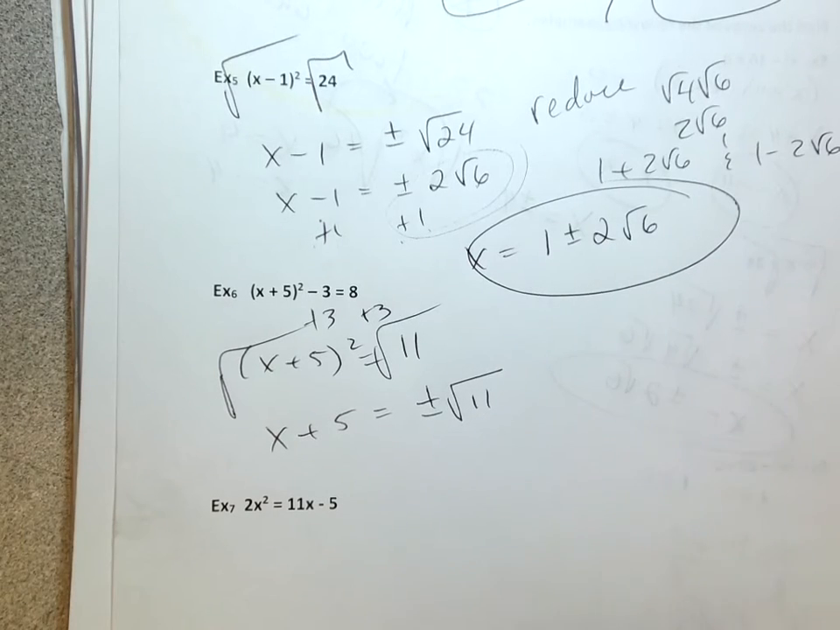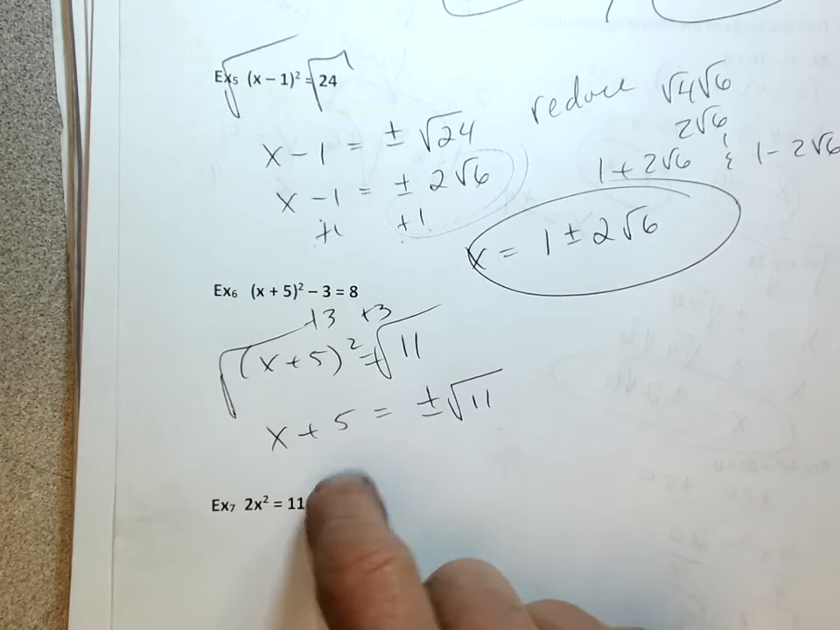Now 11's another one of those weird numbers. It doesn't have any good multiples, right? The multiples of 11 are never going to have any of these, right? So square root of 11 is just square root of 11, okay? On a calculator, it's going to be like 3 point blah blah blah, but we don't want that. We just want square root of 11.